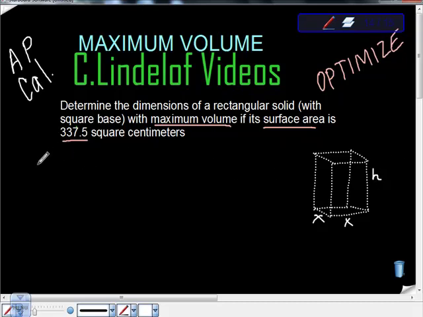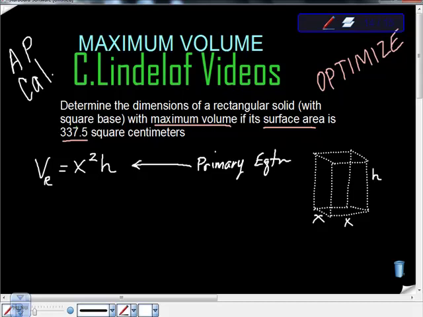So the first thing I'm going to say is the volume of a rectangular solid is, in our case, x squared h, isn't it? X squared h, because we do have the square bottom. And that's our primary equation because we're supposed to maximize that. So there's our primary equation.